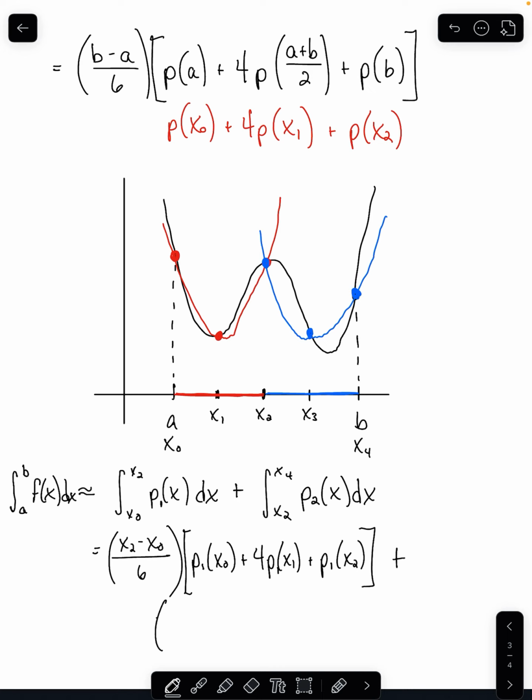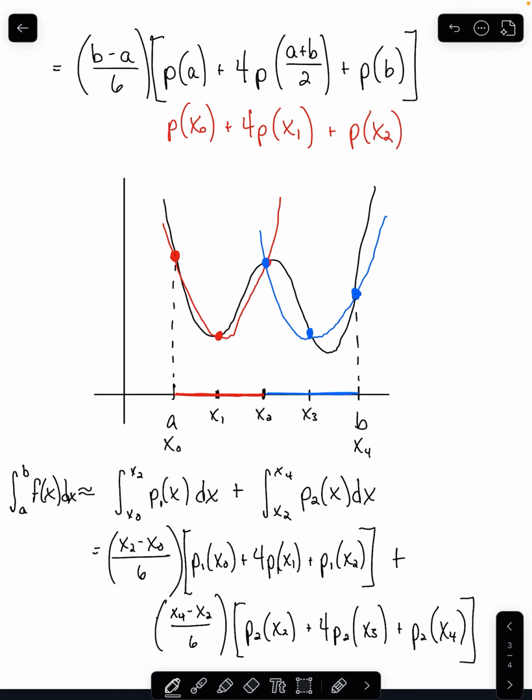For the second integral, then, I have x sub 4 minus x sub 2 over 6 times p sub 2 of x sub 2 plus 4 times p sub 2 of x sub 3 plus p sub 2 of x sub 4. And now a couple of things are going to happen. First, the distance from x sub 0 to x sub 2 is exactly the same as the distance from x sub 2 to x sub 4.